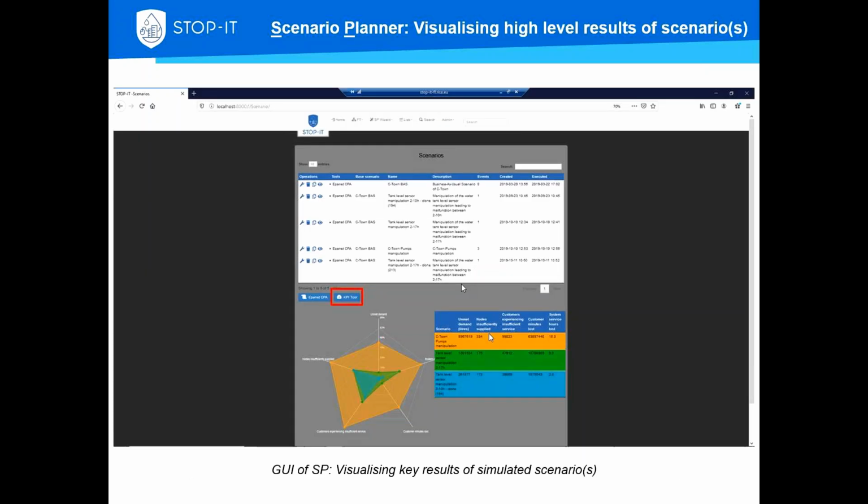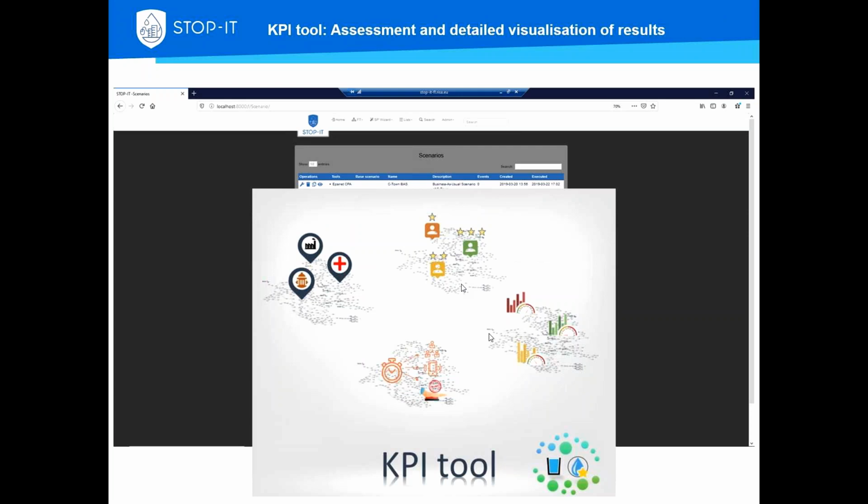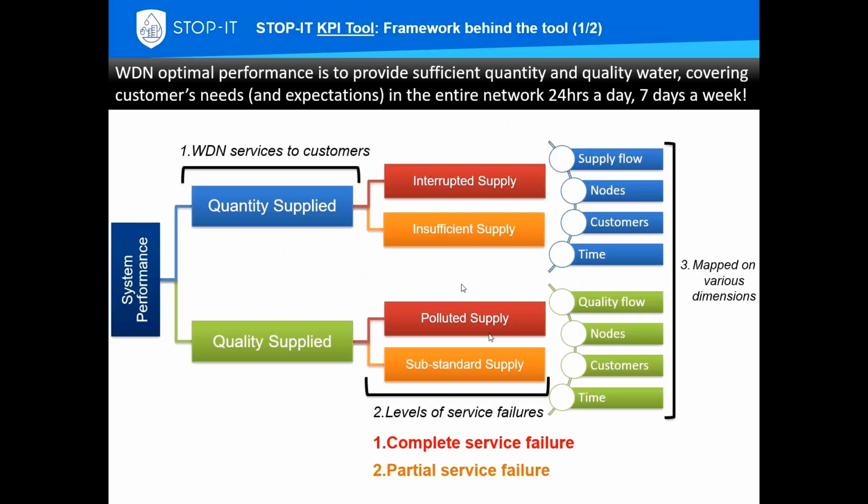Now, moving to the next slide, here we have selected to visualize the key results through the interface of the scenario planner. In this spider chart, we can see the results of three different scenarios overlapping and some results in a table format. Alternatively, we may launch the KPI tool to examine the results in detail. Now, before going into further detail in terms of the KPI tool, let's have a quick look at the framework that has been developed behind it.